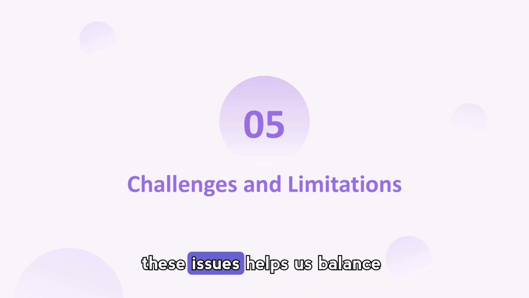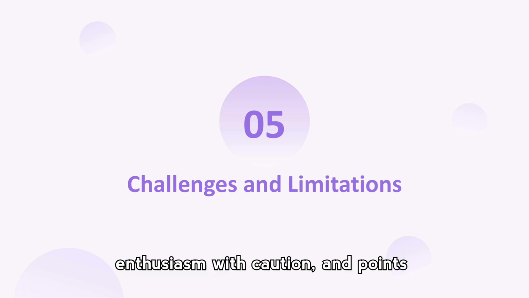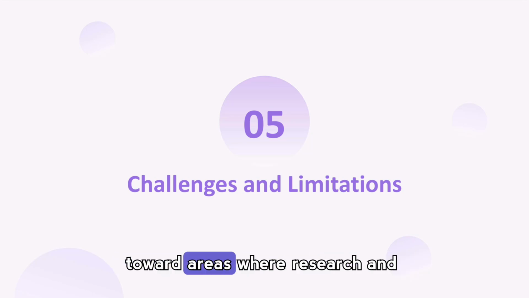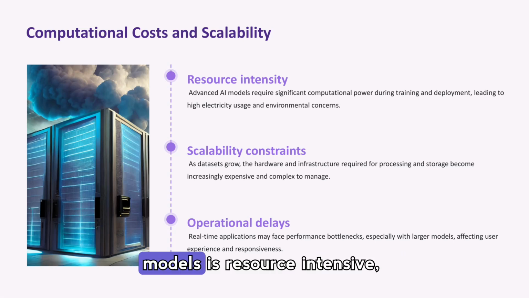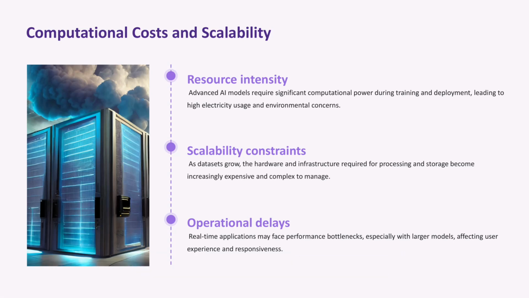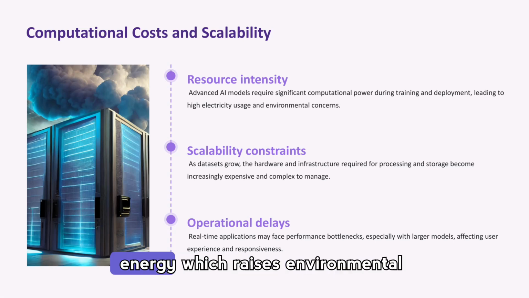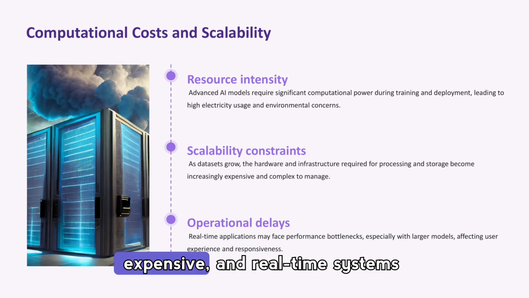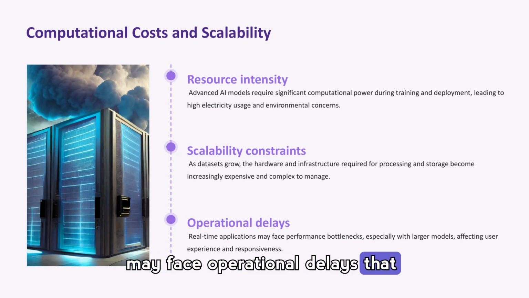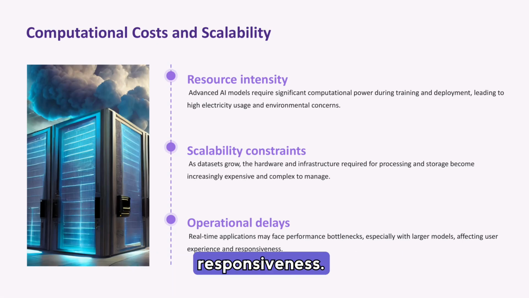Understanding these issues helps us balance enthusiasm with caution and points toward areas where research and policy need to advance. Training and deploying advanced models is resource-intensive, requiring significant compute and energy, which raises environmental and cost concerns. As datasets and model sizes grow, scalability becomes more complex and expensive, and real-time systems may face operational delays that affect user experience and responsiveness.